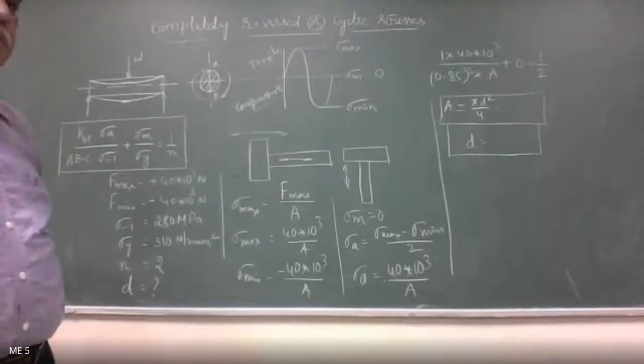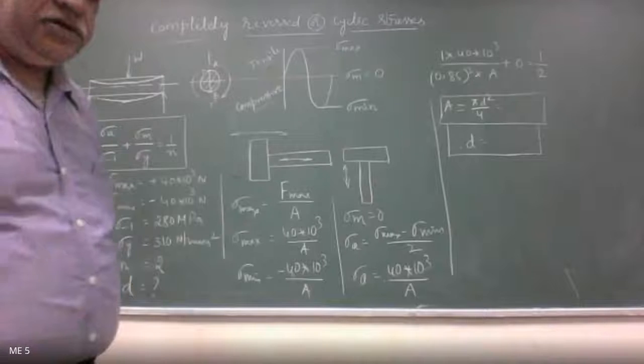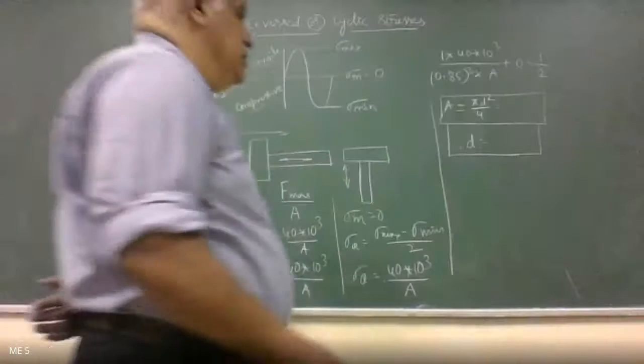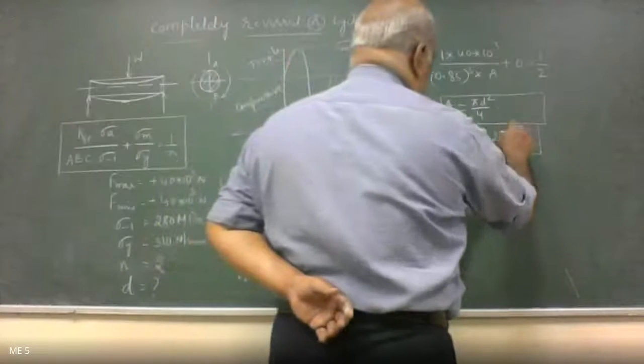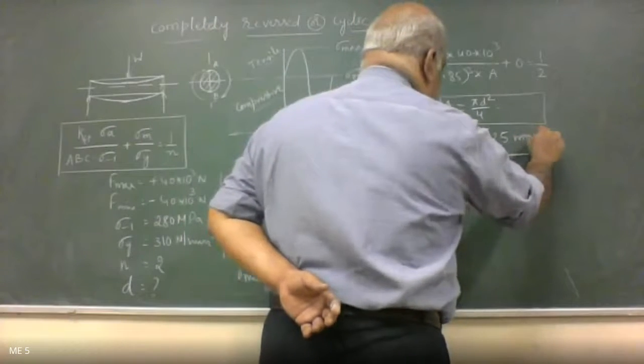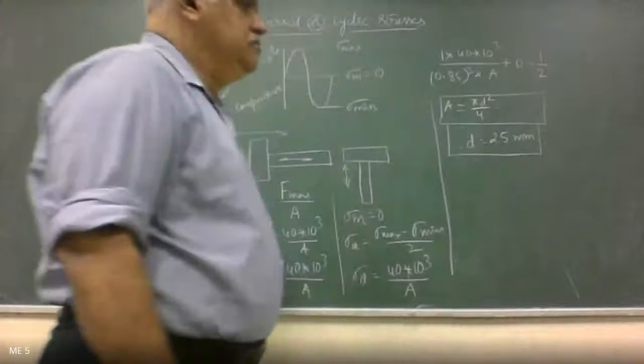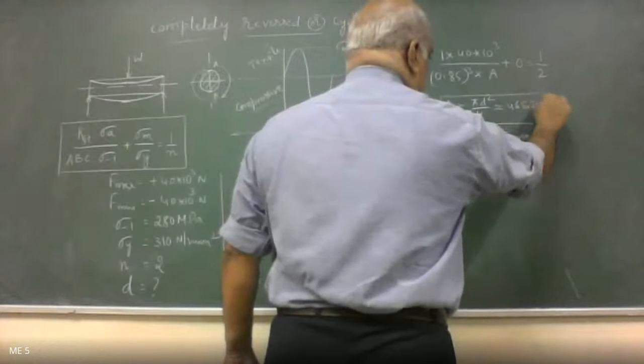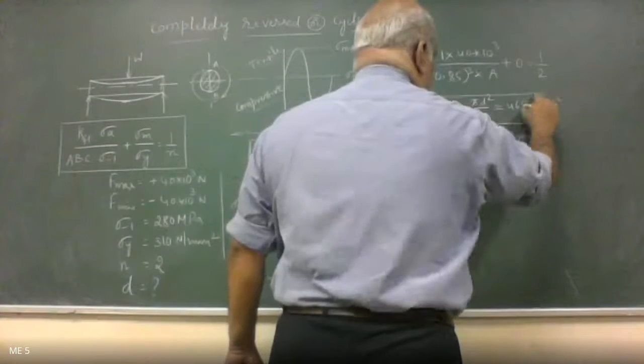Diameter, I think 24.34, sir. How much, Tarun? 24.34. Yeah, that's correct. That is 25. What is area? Can you give the value? Area 465.24, sir. 465.24 mm square.